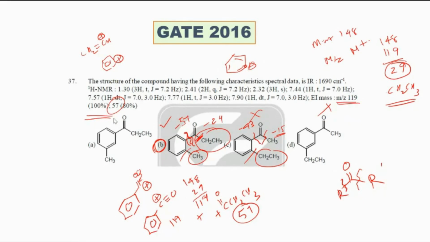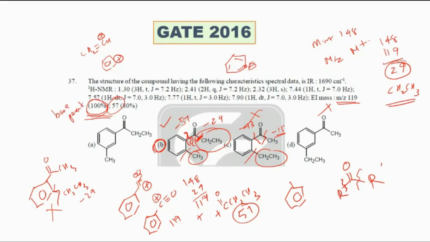Ma'am, can you please repeat why option C is not correct? Yeah. See, suppose there is option C. If I take option C, what will I do? I cleave this. If I cleave this, 29 goes out, but this will be a less stable fragment. So the fragmentation will not give you 100%. 100% is known as the base peak.